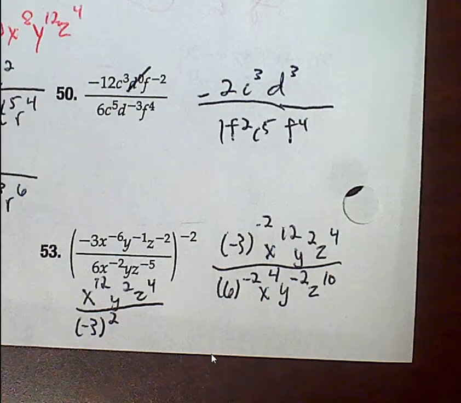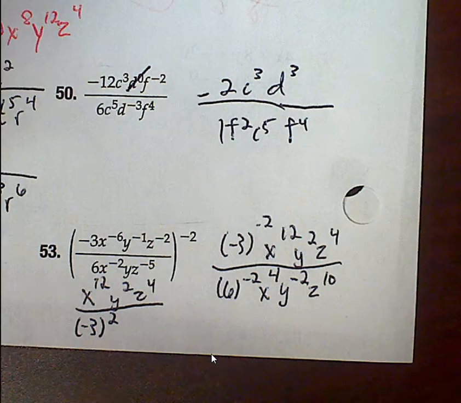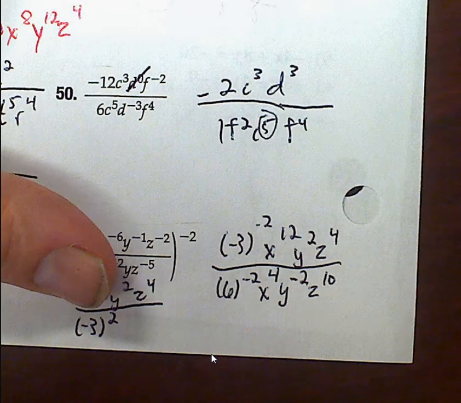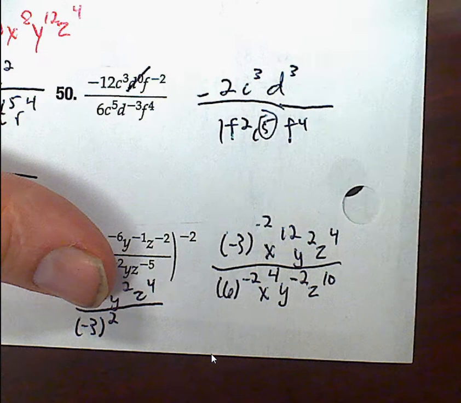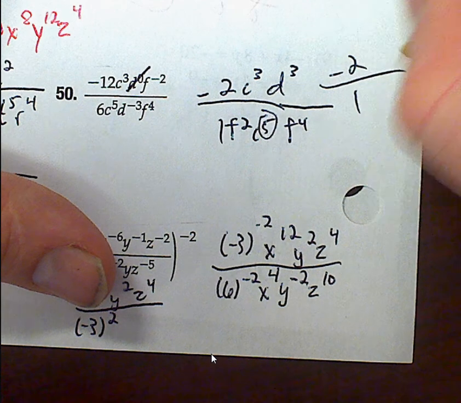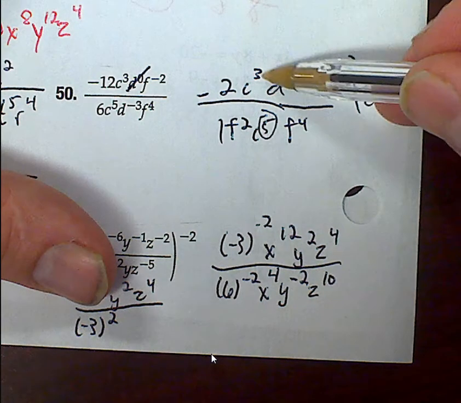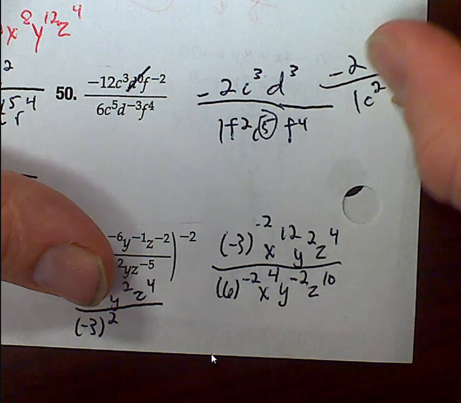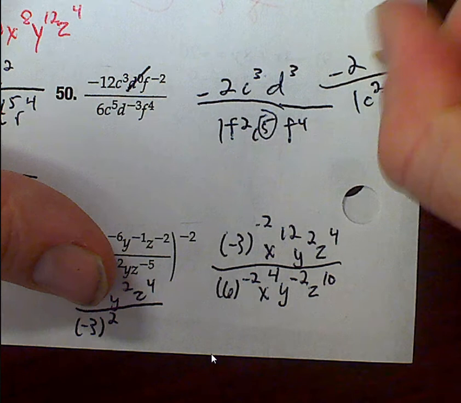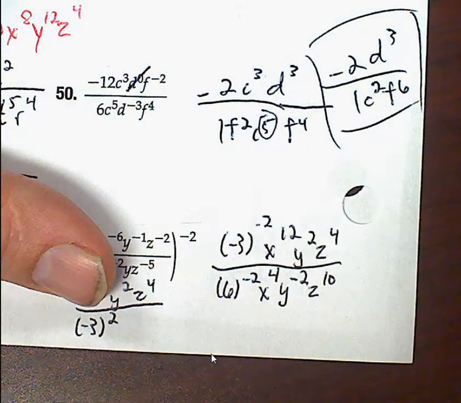So what could I possibly do now? I can subtract my C's and I can combine my F's. That's -2 over 1. C squared goes on bottom because 5 minus 3, F squared, F4 becomes F6, and D3 stays on top.